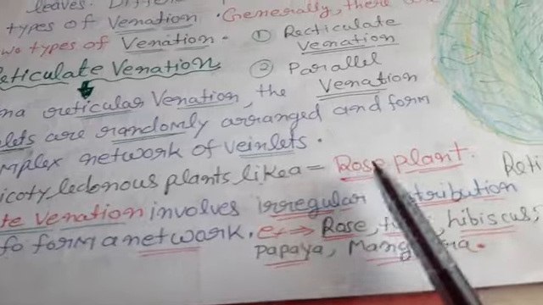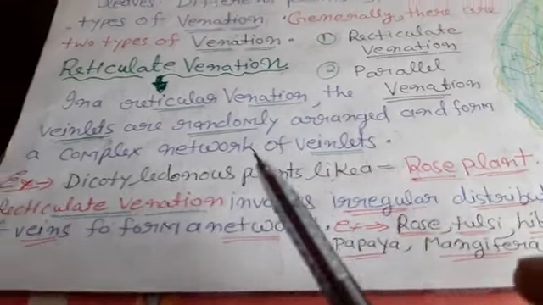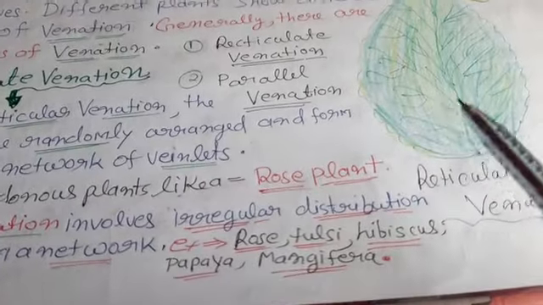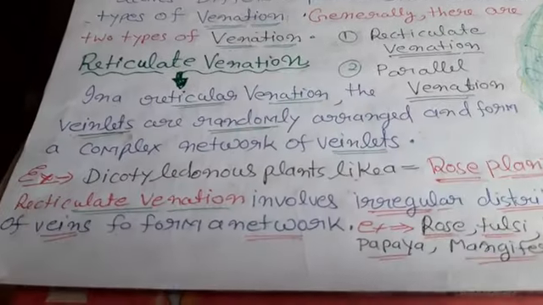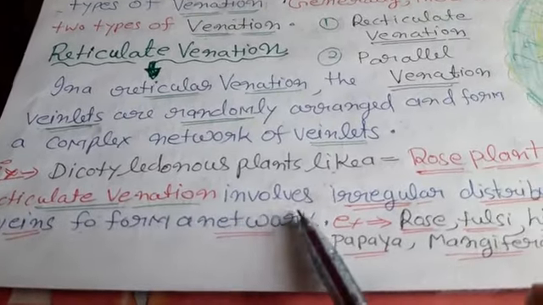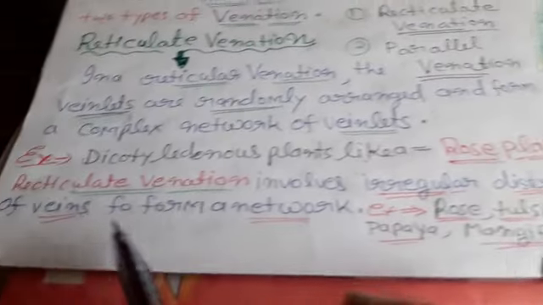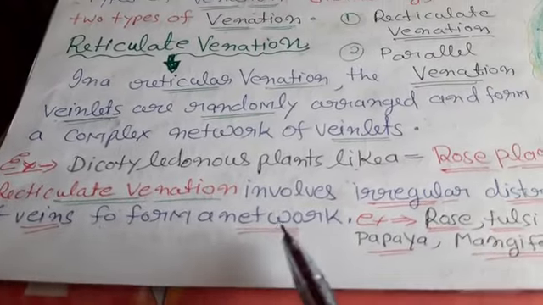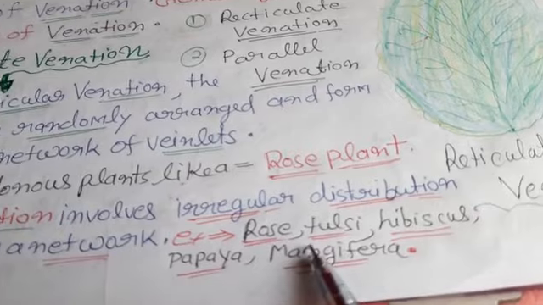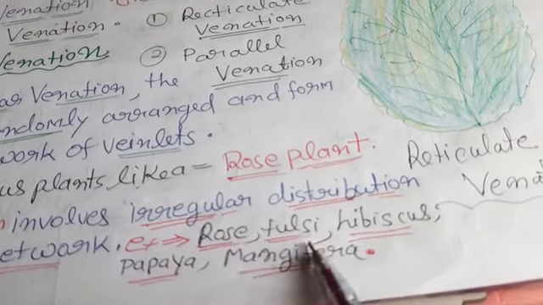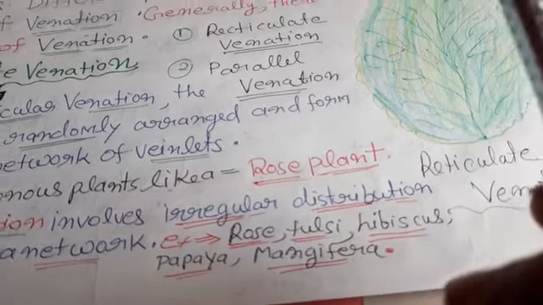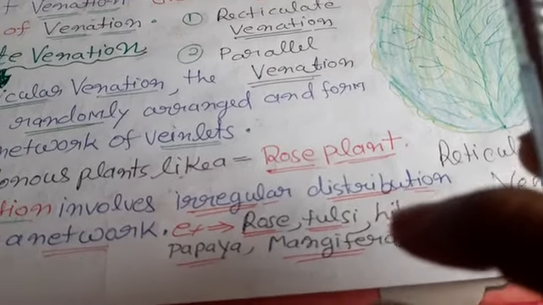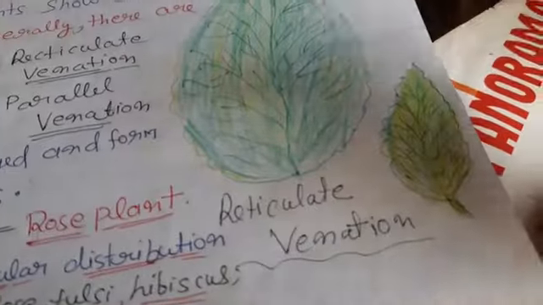Dicotyledonous plants like the rose plant. Example: the rose plant leaf shows reticulate venation. Reticulate venation involves irregular distribution of veins to form a network. Examples are rose, tulsi, hibiscus, papaya, and mango. The leaves of these plants show reticulate venation.